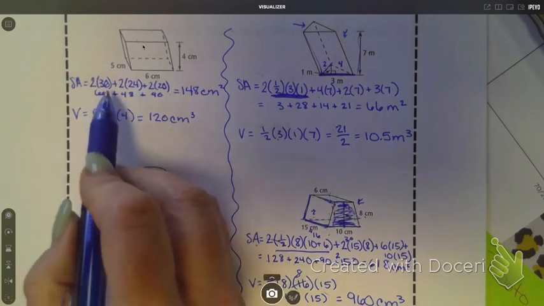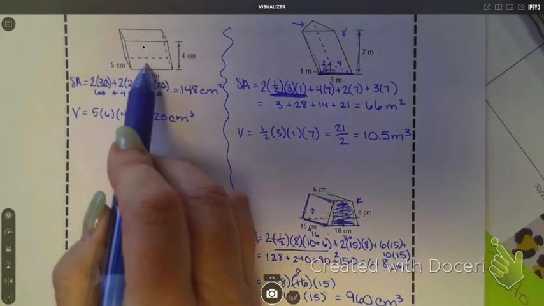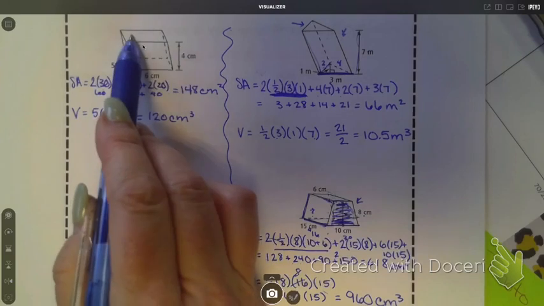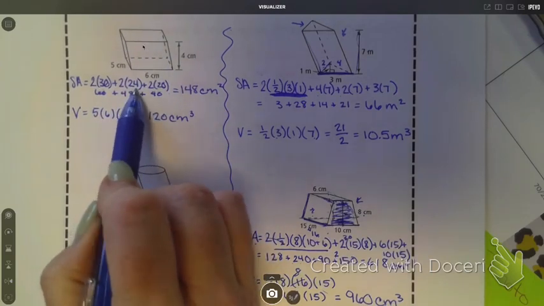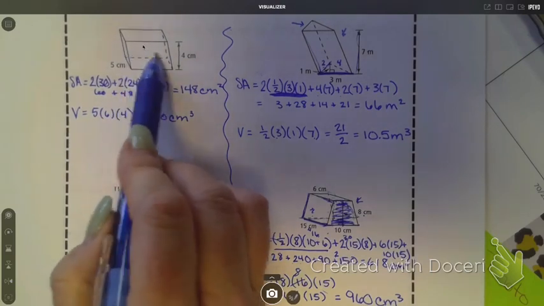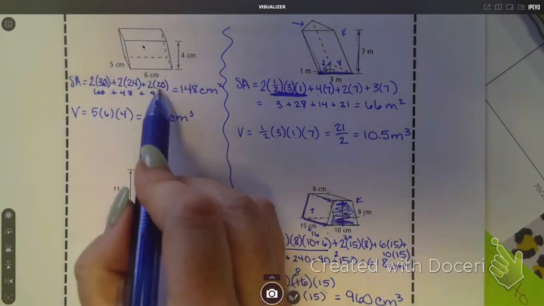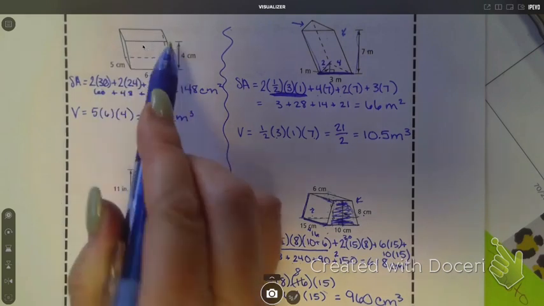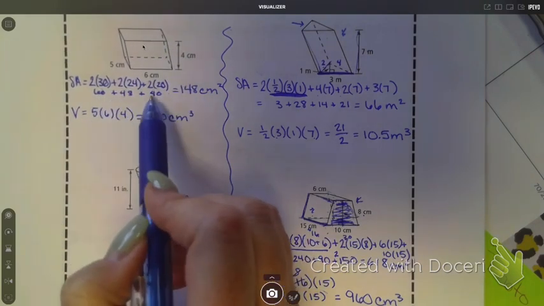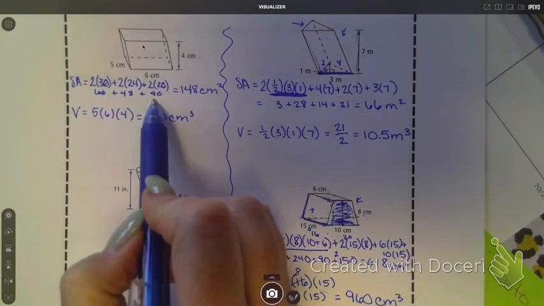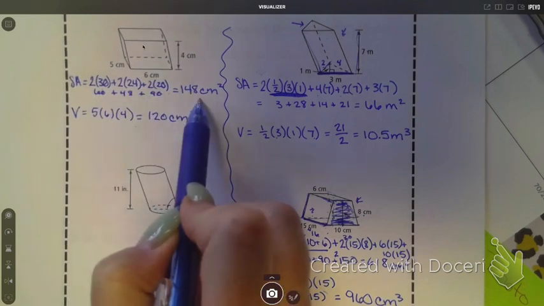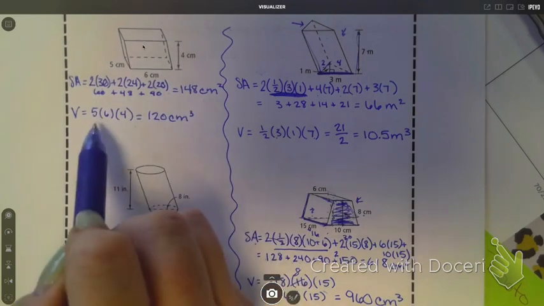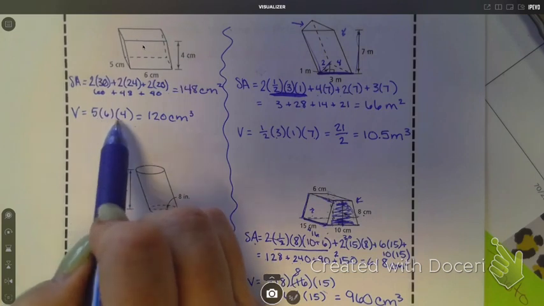Where'd 30 come from? 5 times 6. That's the bottom and the top. Where'd 24 come from? 6 times 4. That's the front and the back. Where'd 20 come from? 5 times 4. Which is the sides. So I have 60 plus 48 plus 40, 148. And then this one, 5 times 6 times 4.